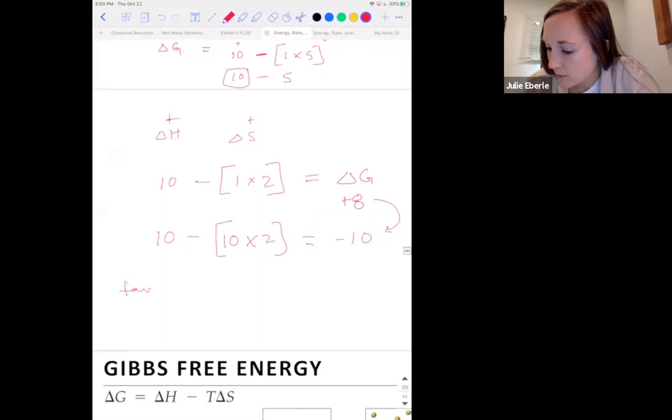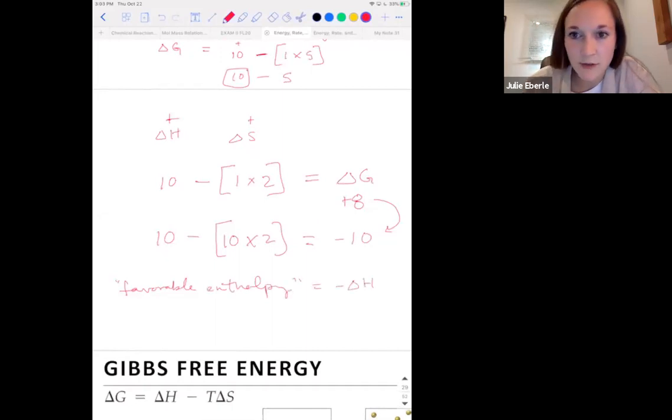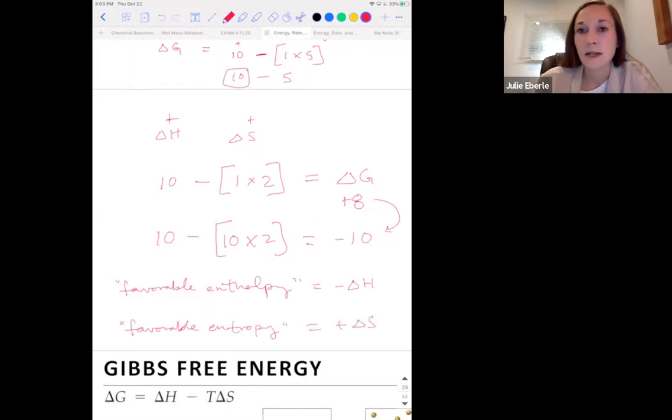So a favorable enthalpy is a negative delta H. And vice versa, unfavorable is positive. And a favorable entropy, which is delta S, is a positive delta S. Negative delta H, positive delta S always give you negative delta G, but only when they're combined together. But that's why they're called favorable. Questions on that?